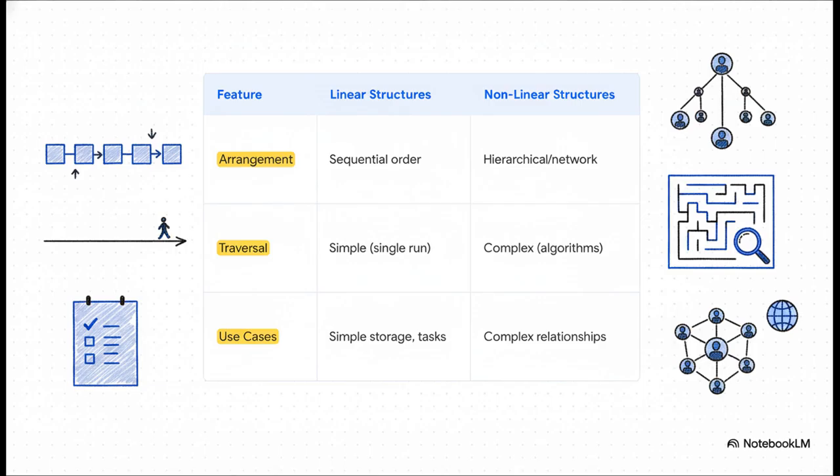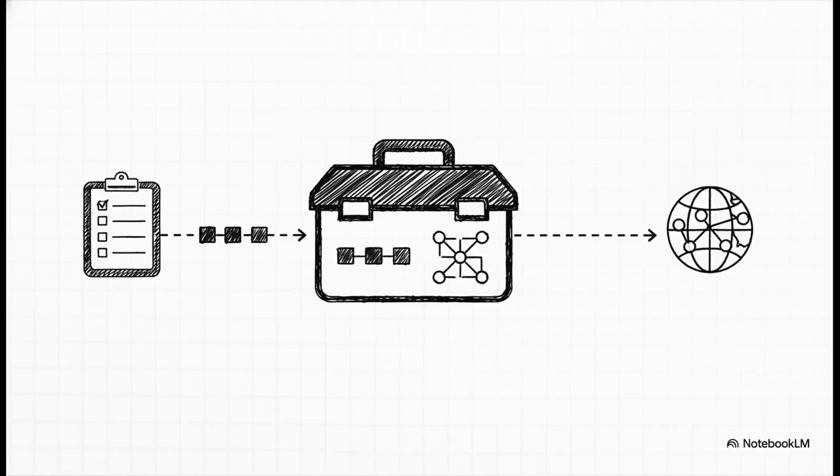So it really boils down to this. Use linear structures for simple lists and ordered tasks, and you pull out the nonlinear big guns for modeling complex relationships. And this is the main takeaway. There is no single best data structure. The choice you make is a fundamental design decision, and it depends completely on the problem you're trying to solve. Are you modeling a simple to-do list, or are you modeling the entire internet? The relationships within your data will always tell you which tool to pick from the toolbox.